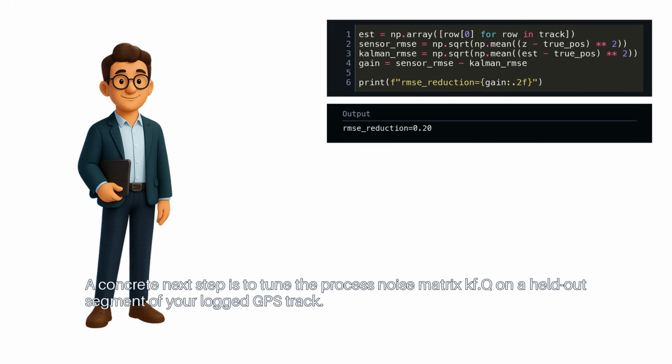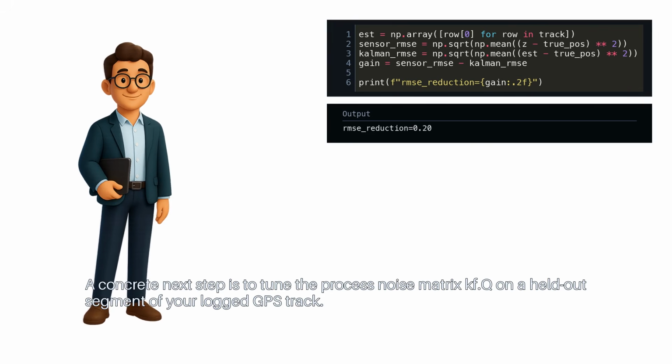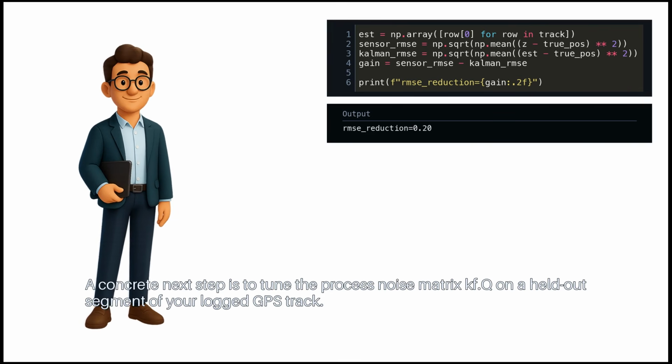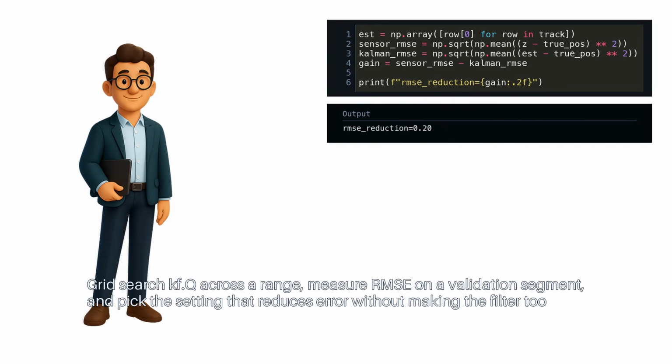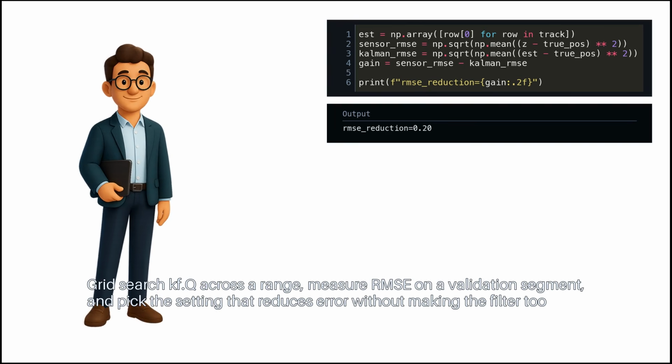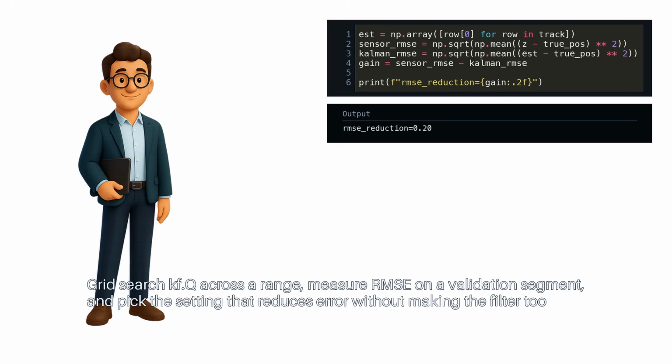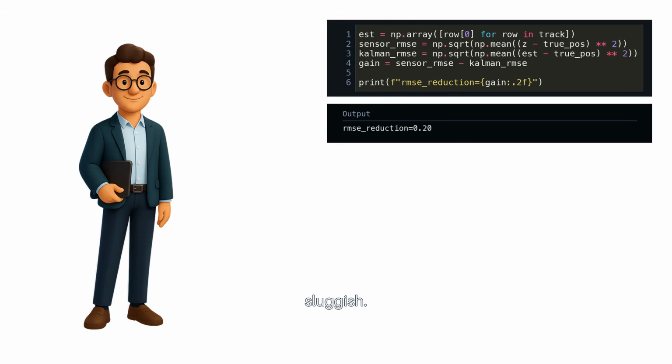A concrete next step is to tune the process noise matrix, kf.Q, on a held-out segment of your logged GPS track. Grid search kf.Q across a range. Measure RMSE on a validation segment, and pick the setting that reduces error without making the filter too sluggish.